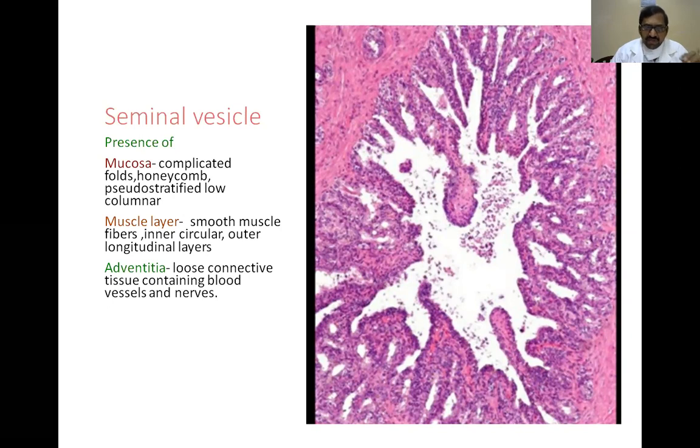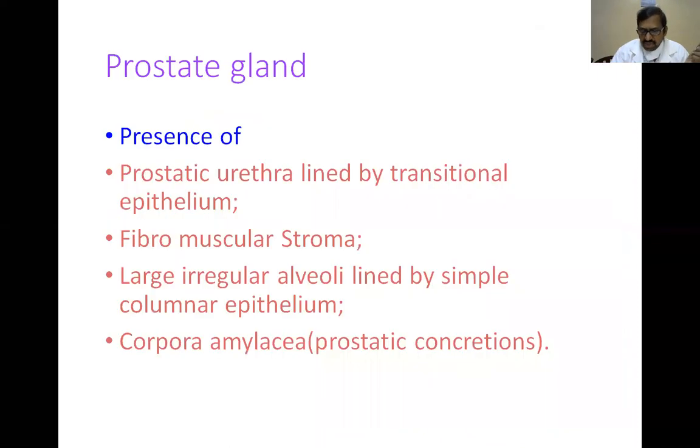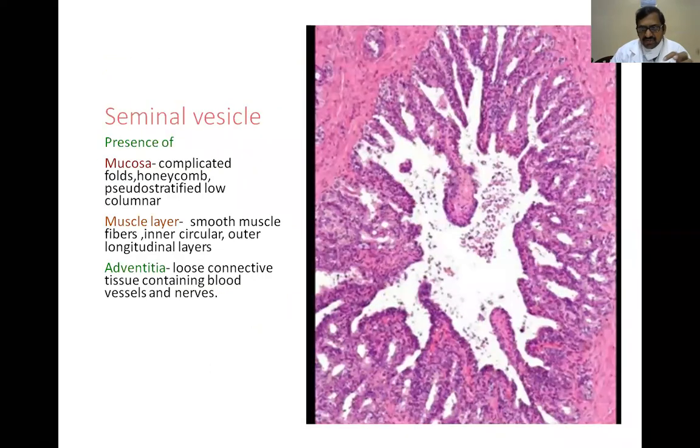Next, the adventitia, loose connective tissue containing blood vessels and nerves. Outside this smooth muscle layer, there is an adventitia, that is the outer connective tissue layer. It contains blood vessels and nerves. Okay, that is the structure of the seminal vesicles. The most important function of the seminal vesicles is to add bulk to the semen. At the same time, it also provides nutrition to the spermatozoa. That is the most important function.